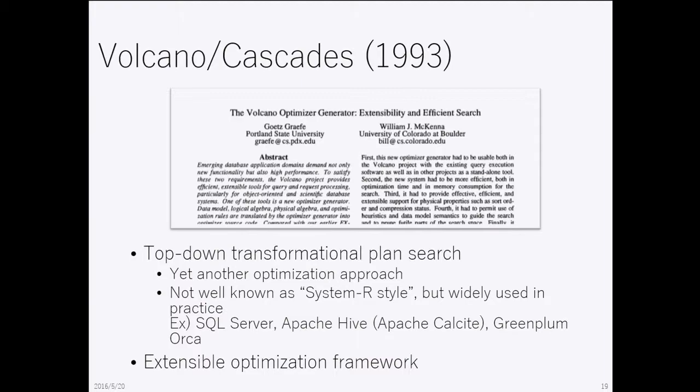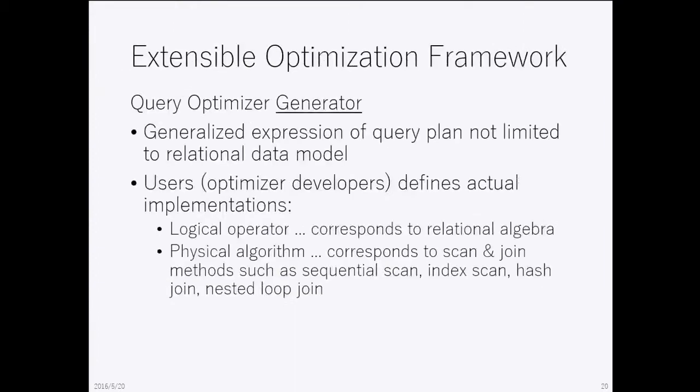And here, I'd like to introduce another important optimization approach introduced by Volcano or Cascades. Volcano people introduced a top-down transformational plan search algorithm. So this optimization algorithm is not as well known as the System R optimizer, but widely used in practice, such as Microsoft SQL Server, Apache Hive, or Greenplum Orca. And another interesting point of this Volcano paper is its extensibility. So Volcano is actually not a query optimizer, but a query optimizer generator. So it defines the general framework of query optimization.